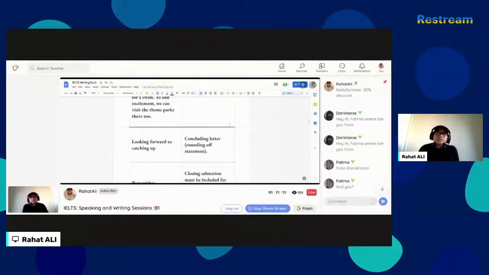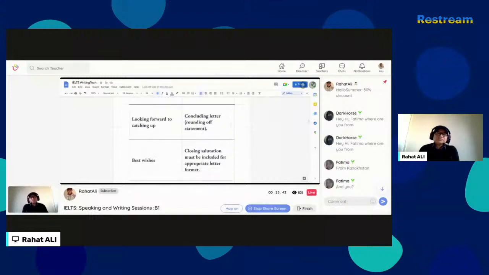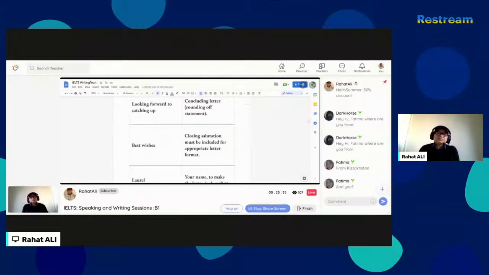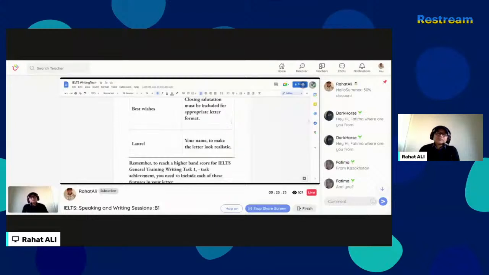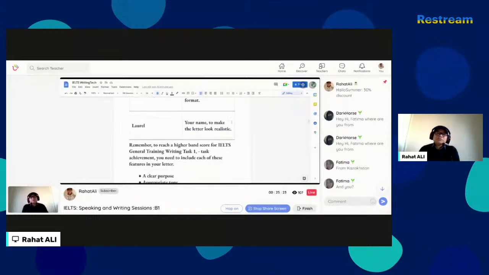So, last part, looking forward to catching up. So, your concluding letter, rounding off statement, best wishes. Closing salutation must be included for appropriate letter format. Then write your name to make the letter look more realistic. Remember to reach a higher band score for IELTS General Training as well.